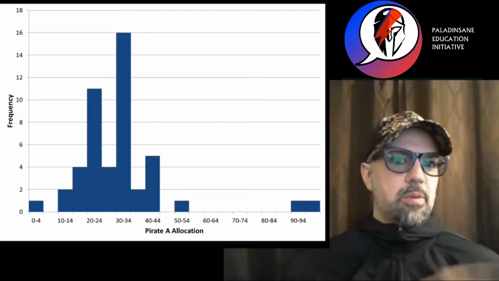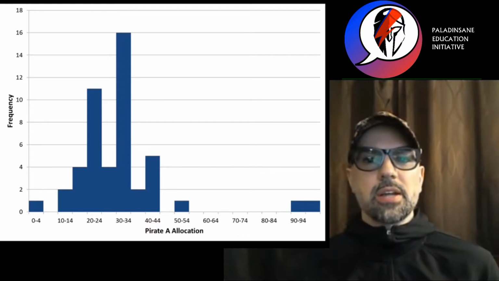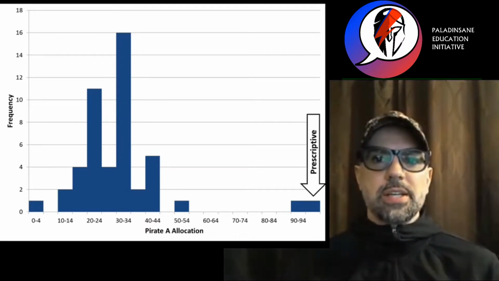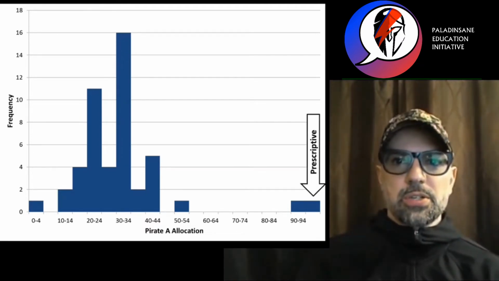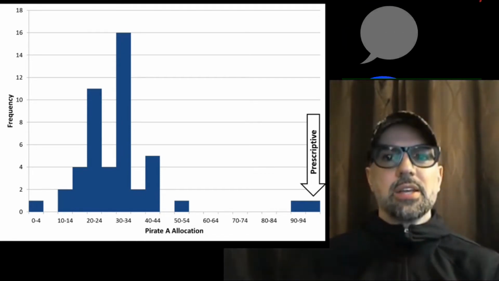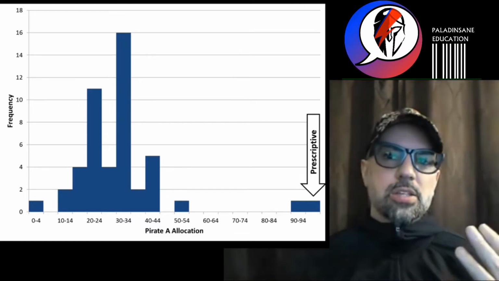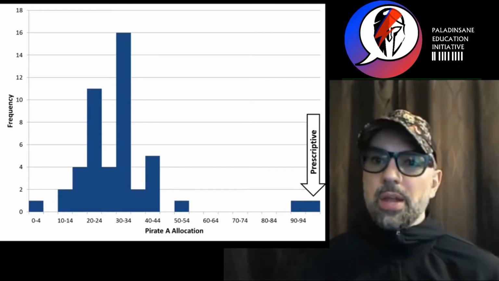Now, notice that we have about 40-ish data points here. Notice that we only have one person that came up with the prescriptive solution. We only have one person that did the allocation of 98 coins, 0, 1 coin, 0 coins, 1 coin for the five pirates. So there's your prescriptive solution. We only had one person.